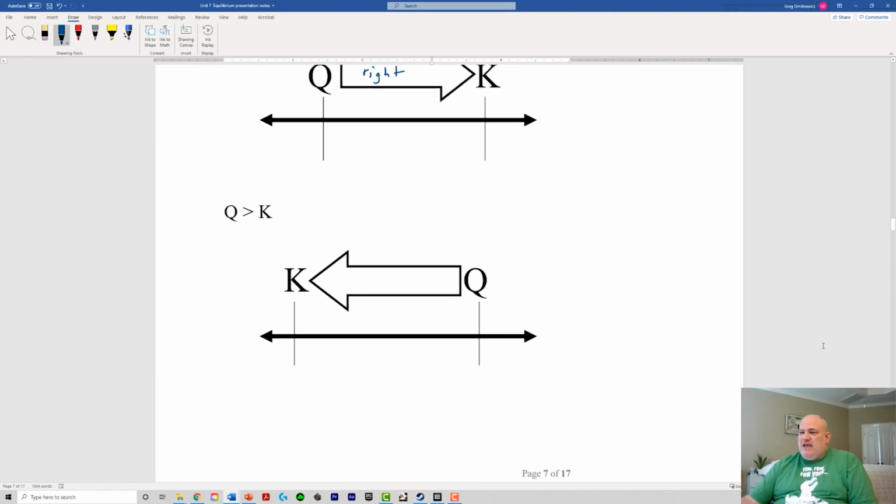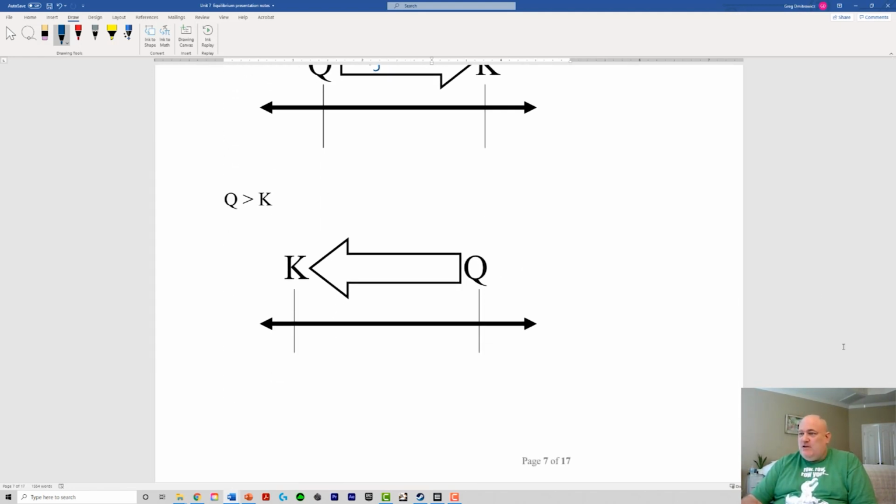Well, let's just say that we have a Q that's bigger than our K. We'll put it on our number line again. If our Q is bigger than our K, which direction will we have to shift? We'll have to shift to the left to get back to the perfect K. That means that we had too many products to begin with.